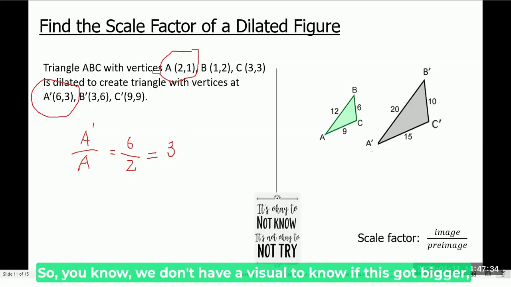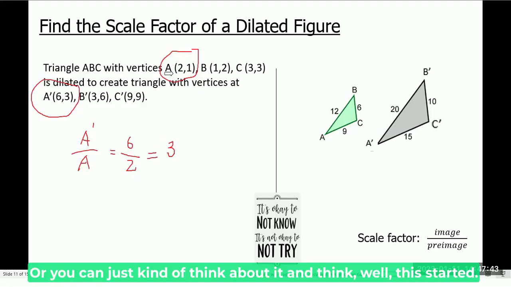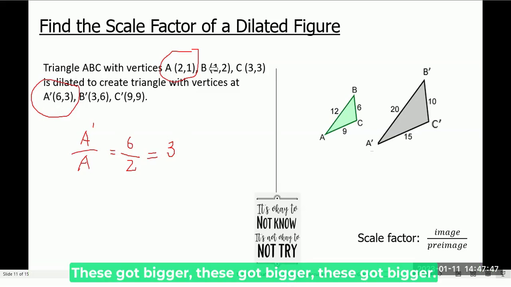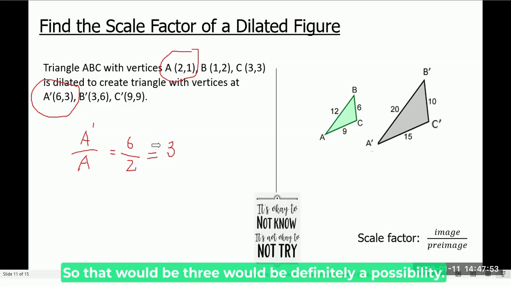So, we don't have a visual to know if this got bigger, but you could always graph it at home to see if it was an enlargement or reduction to check this. Or you can just kind of think about it and think, well, this started as 2, 1. These got bigger. These got bigger. These got bigger. So yes, the scale factor was a number that made it increase. So 3 would be definitely a possibility.